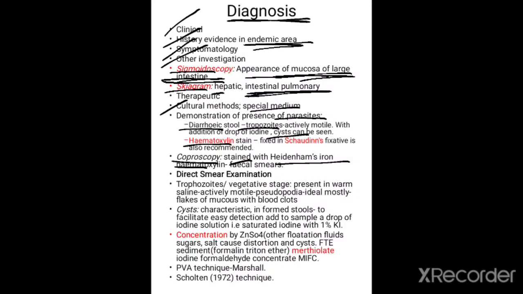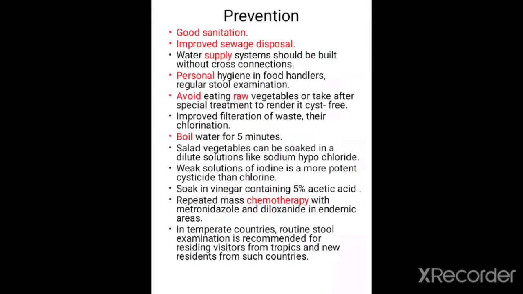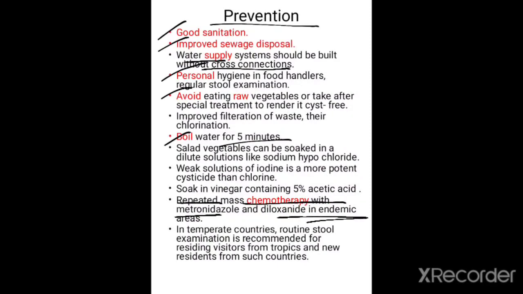It is treated by using antibiotics with supportive therapy. The line of treatment includes using specific drugs, then supportive therapy. To prevent the disease, one should maintain good sanitation, improved sewage disposal, and the water supply system should be built without cross connections. Maintain personal hygiene, avoid eating raw vegetables, boil the water for 5 minutes, and conduct repeated mass chemotherapy with metronidazole in the endemic area. In temperate countries, routine stool examination is recommended for visitors from the tropics.